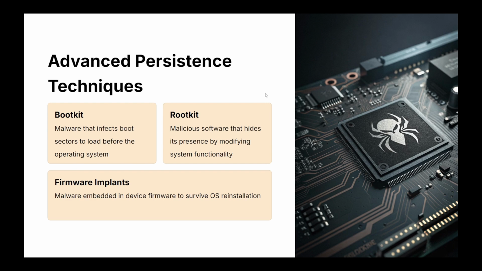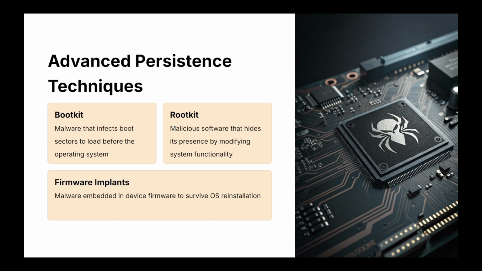So now let's talk about advanced persistent techniques, which are used by skilled threat actors to maintain long-term access to a system, often while staying completely hidden from traditional detection tools. One such method is a bootkit. This type of malware infects the system boot sector, the code that runs before the operating system loads. Because it executes so early, it can bypass many security controls and load malicious components before antivirus or endpoint protection are even active. Next is rootkit.